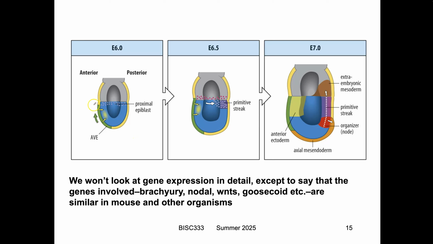So anterior visceral endoderm, this is the area of migration. These are the inhibitory signals against Wnt and nodal. And then this is the migration of cells that's going to be moving around to form the primitive streak, which is a thickening of cells.